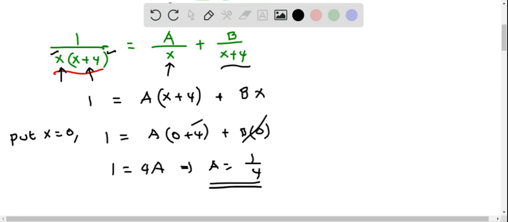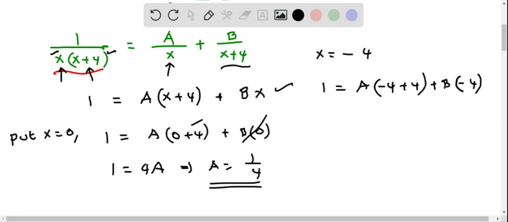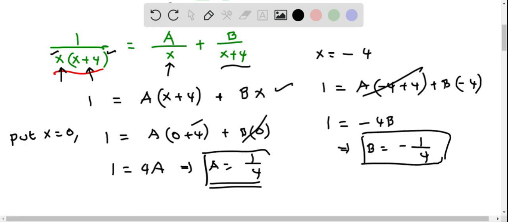Now let's put x equals negative 4 into this equation so we can solve for B. We have 1 equals A times (negative 4 plus 4) plus B times negative 4. Negative 4 plus 4 is 0, so that term becomes 0, and we have 1 equals negative 4B. Solving for B, we get B equals negative 1/4. So we have determined the values of A and B.